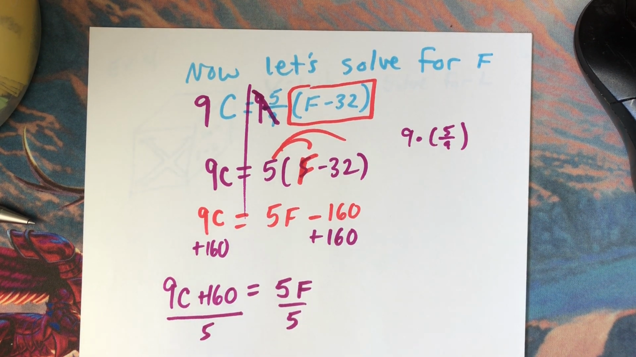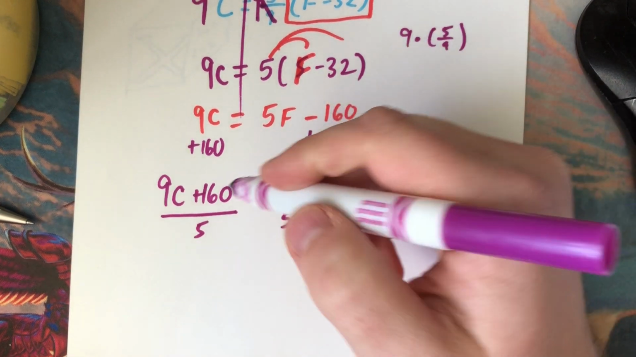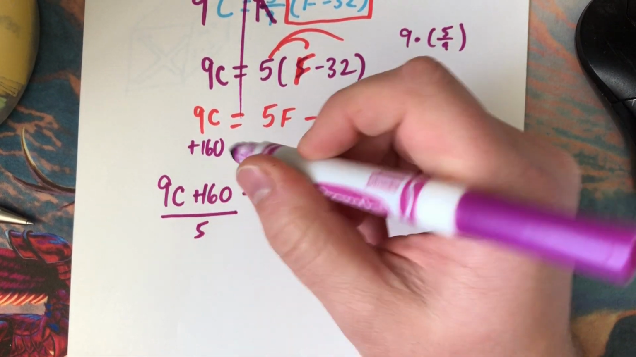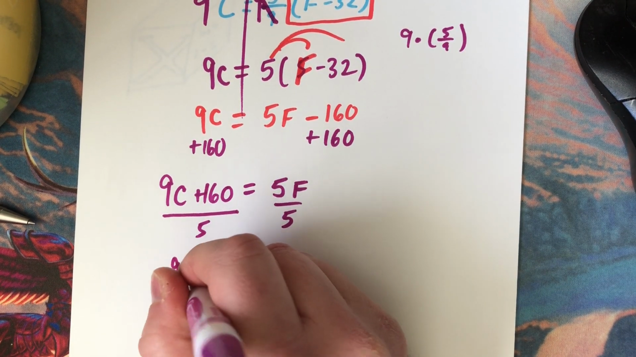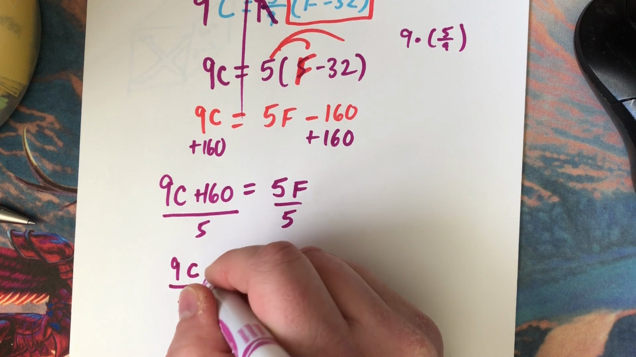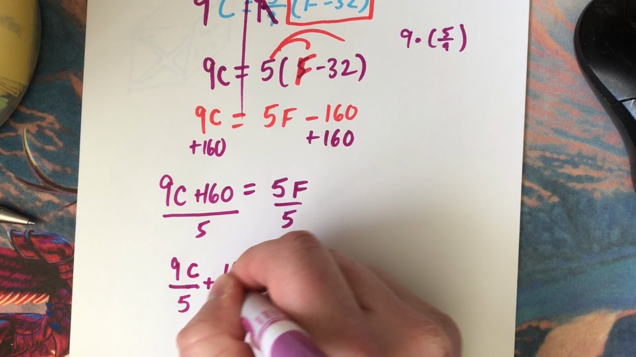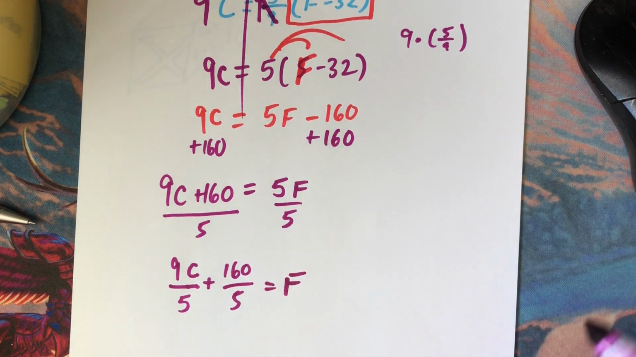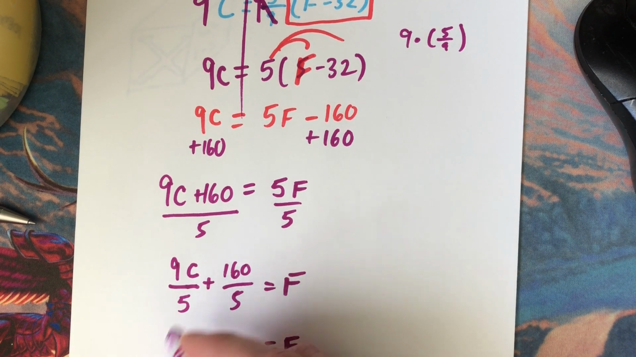And earlier I talked about there's a way to divide when there's multiple things. We actually are just going to distribute this division. So 9c we're going to divide by 5, and this 160 we're going to divide by 5. So we're going to divide them by 5 separately. So 160 divided by 5 is just going to give us 32. And 9c over 5 I could rewrite as 9 over 5 c.